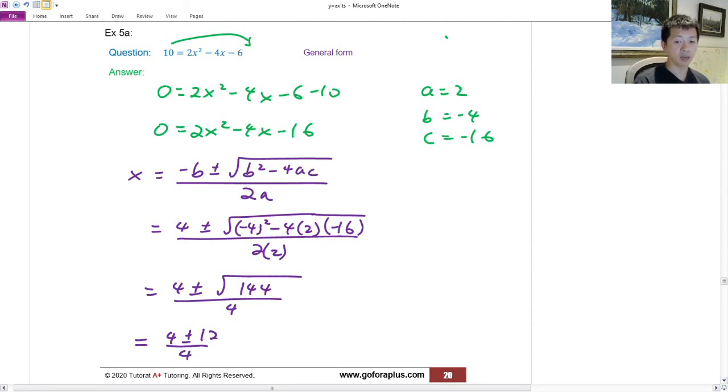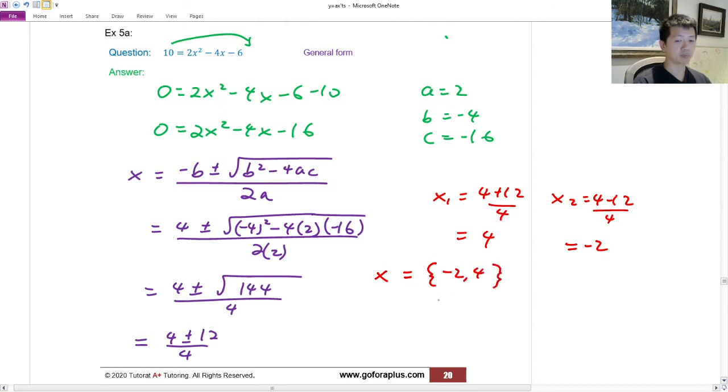Now I'll have two answers, right? Again, because I have plus or minus, I'll use red. So my first zero is going to be 4 plus 12 over 4, which is going to give me 4. My second zero is going to be 4 minus 12 over 4, which is equal to minus 2. So my x, my zeros, is basically minus 2 and 4. So this is actually my answer for this.